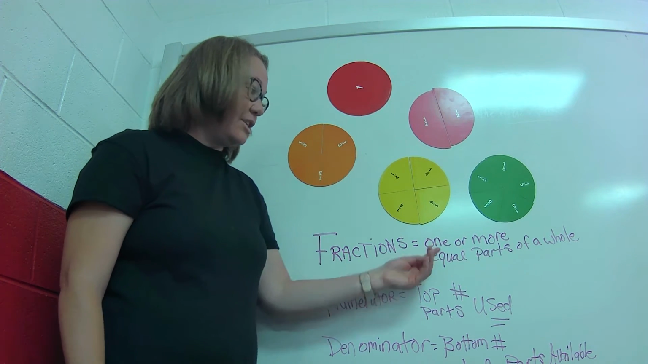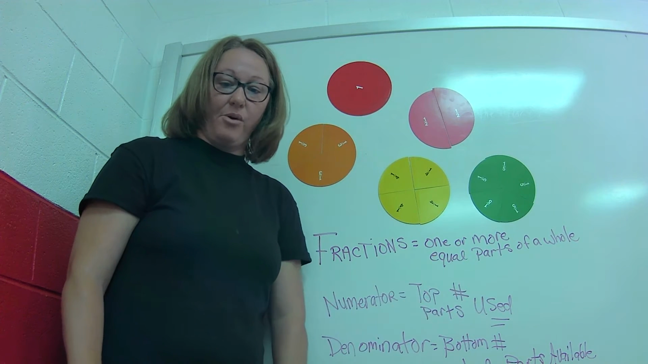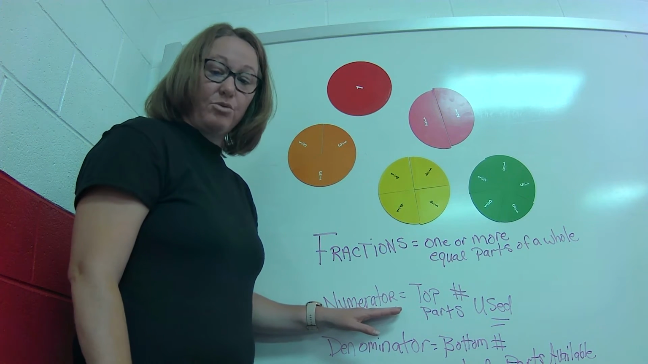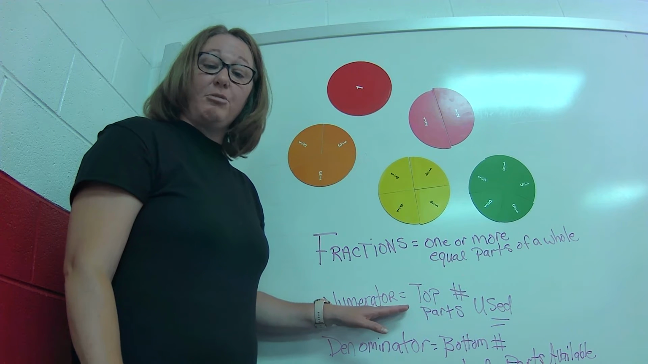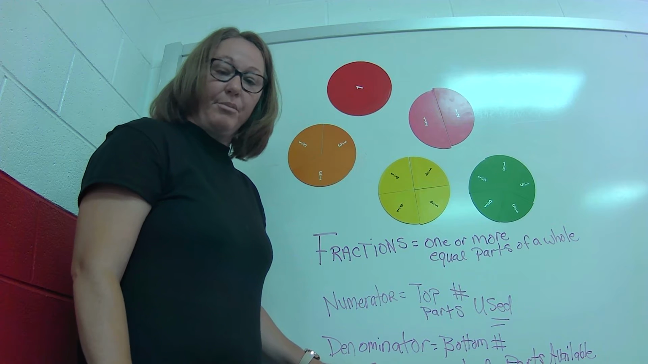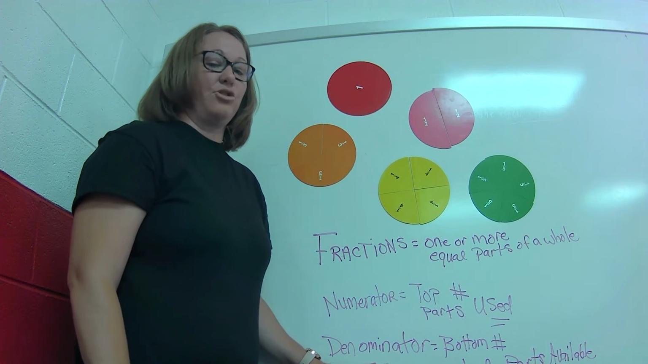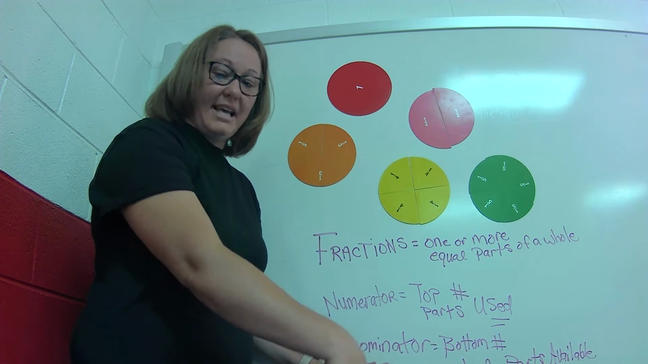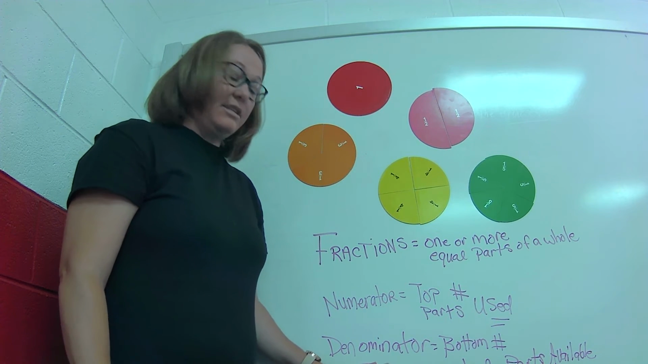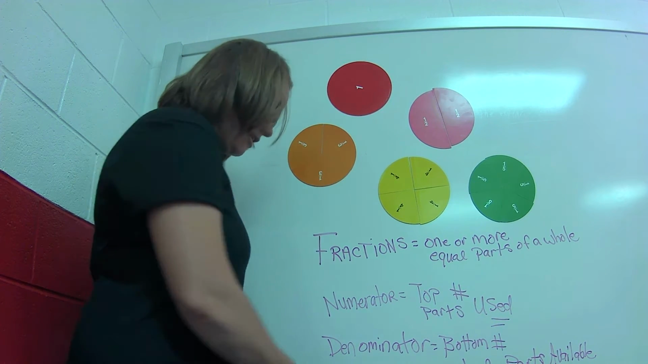A fraction is one or more equal parts of a whole. And in that fraction, we have two parts. We have a numerator, which will be our top number. That's the parts that we use. And then you have a denominator, which is the bottom number. You can remember denominator starts with D. The word down starts with D. So we'll keep the denominator on the bottom. And it is the total number of parts available.